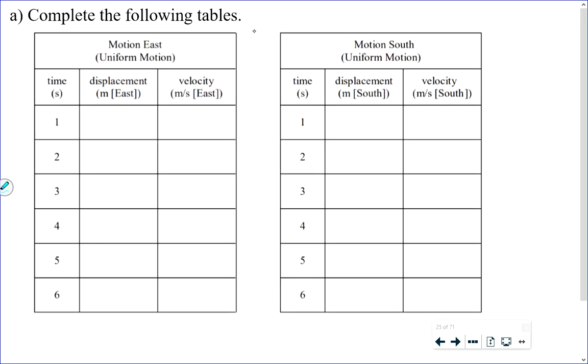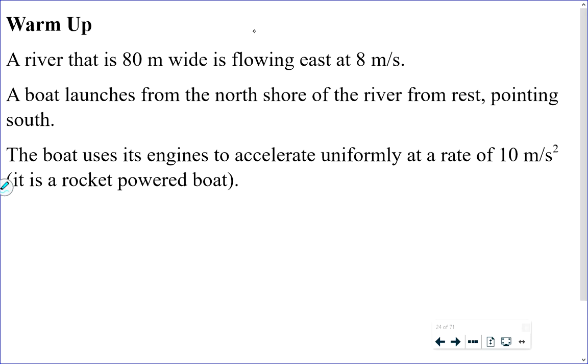Now, there's a part to this lesson. It's a warm-up that is going to try to change what we learned to what we're going to learn. It says we have a river that's 80 meters wide, and it's flowing east at 8 meters per second. A boat launches from the north shore from rest, pointing south. And the boat accelerates from rest southward at 10 meters per second squared. Make a mental note that the acceleration due to gravity is about 10 meters per second squared.